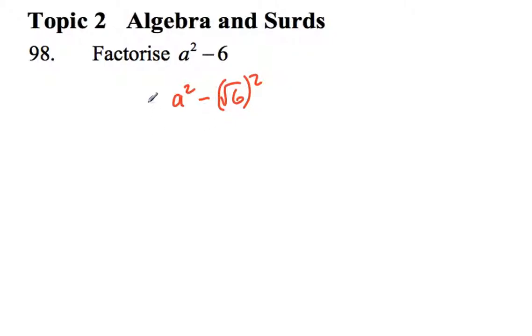And why I'm doing it is because I'm then able to follow that rule that says if you've got a difference of two squares, you can have a factorized version of a plus whatever's being squared in the second bit, and a minus whatever's being squared in the second bit. That's a real try-hard question, this one. It's a bit of a stretch to get it into that arrangement, but it is possible to write it out like that if you wanted to.